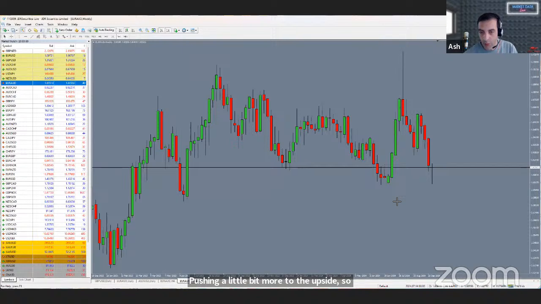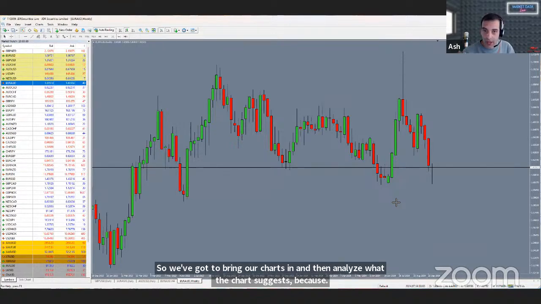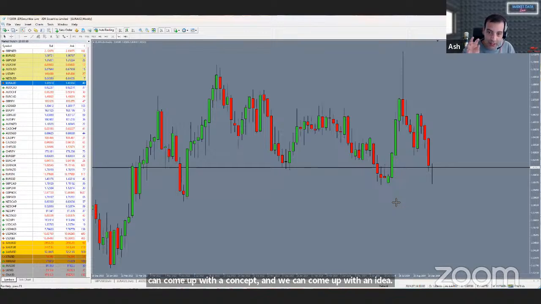So we've got to bring our charts in and then analyze what the chart suggests, because we can come up with a concept and we can come up with an idea, but that idea has to unfold on the charts. Because two things could be going on: one, we might be wrong, or two, we might be just wrong on our timing. So we've got to wait for our timing. So I'll be looking at some Aussie strength and maybe against the euro, but not at this stage.